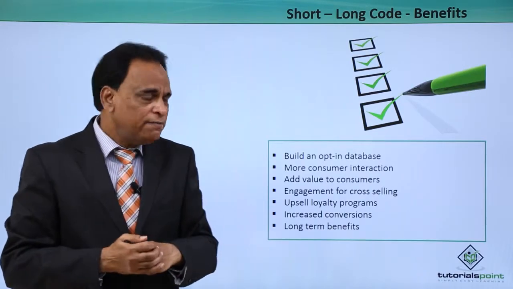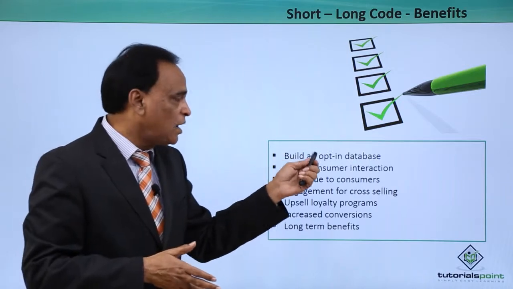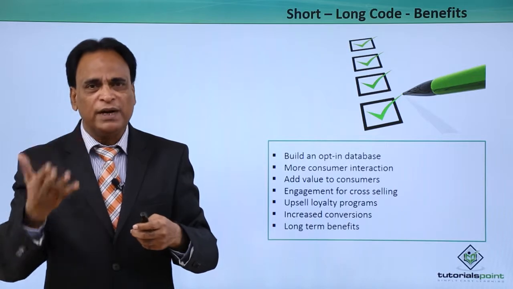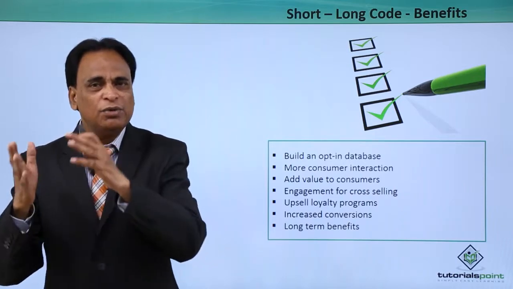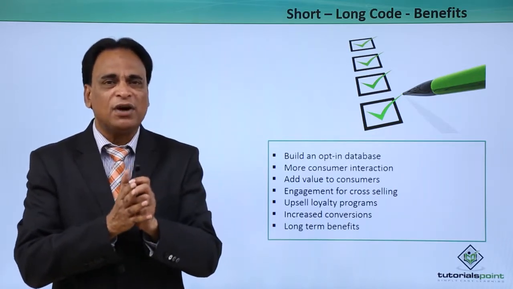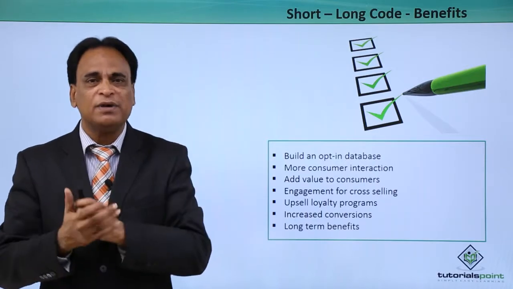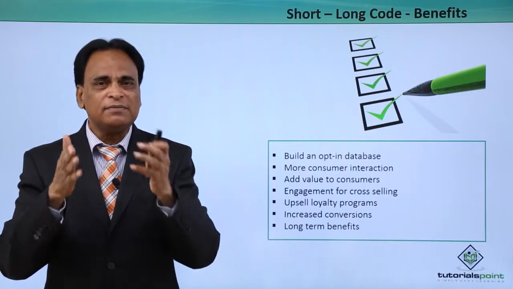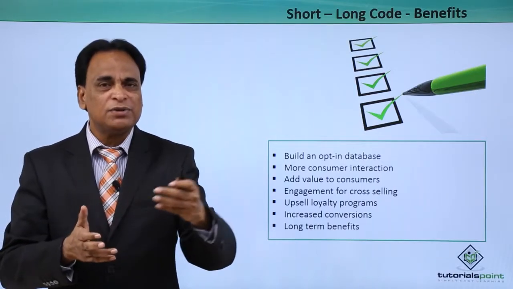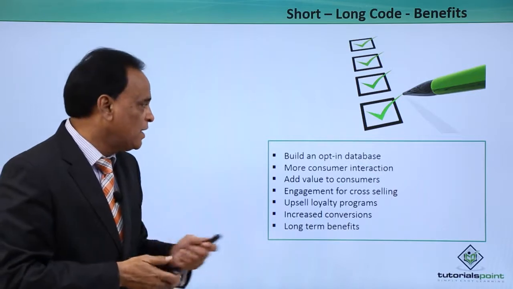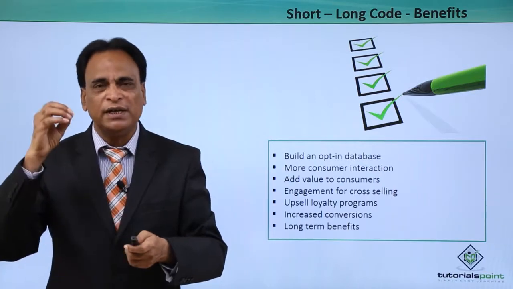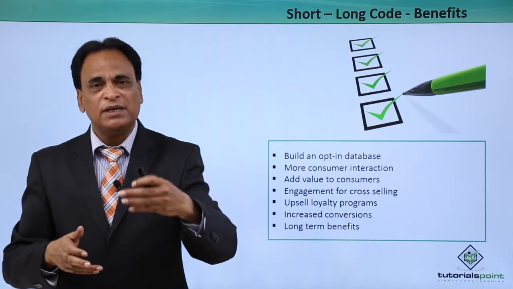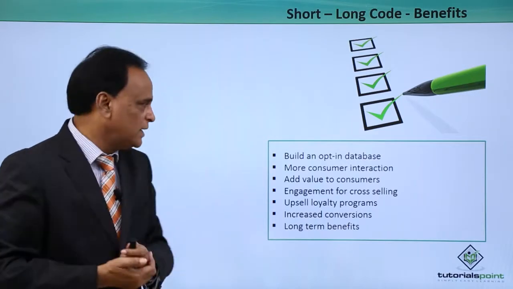What are the various benefits of short codes and long codes? Build an opt-in database. When you are getting information from or providing information to the end user, you are generating a database of the mobile numbers of your consumers and subscribers. When you have such a huge database, it can be extensively used in sending promotional offerings. More consumer interaction: you can interact, engage and communicate with your end users regularly, continuously and consistently.